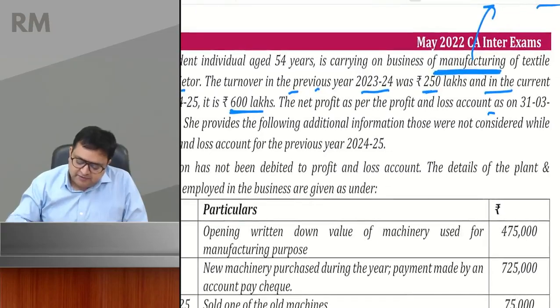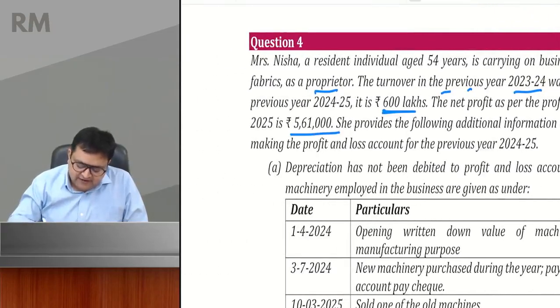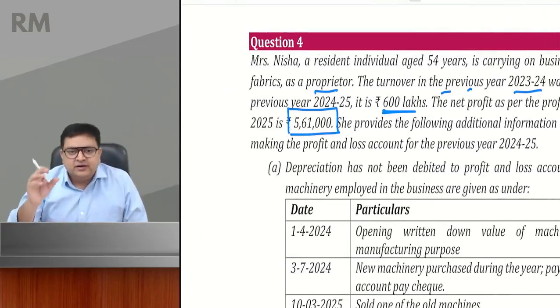The net profit as per the profit and loss account is 5,61,000. So this is my starting point. Net profit as per P&L account is 561. So this should be my starting point.